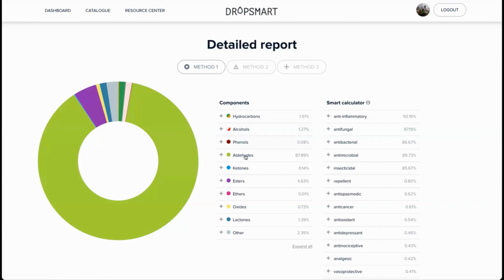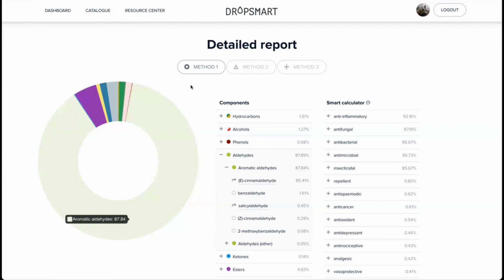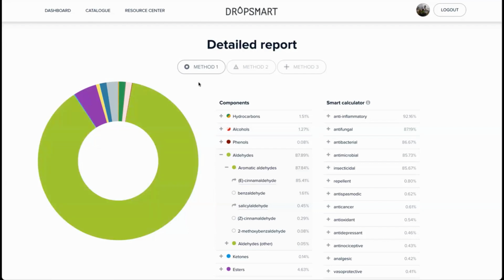Then I would go into depth and I would say, oh, this is an aromatic aldehyde and it's cinnamaldehyde. I would already have a few ideas of which essential oil this is. And this tells me a little bit more about the smell. So whenever you see an oil with a lot of aldehydes, regardless of which one it is in essential oils, it's an intense smell. So I'm not talking about a high note. I'm talking about a smell that is very intense, that is something you will definitely notice.